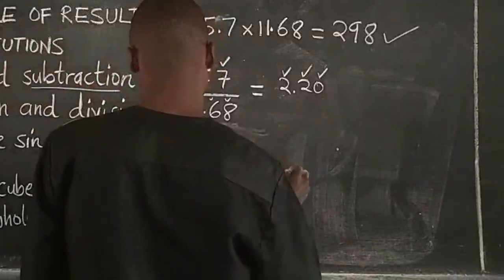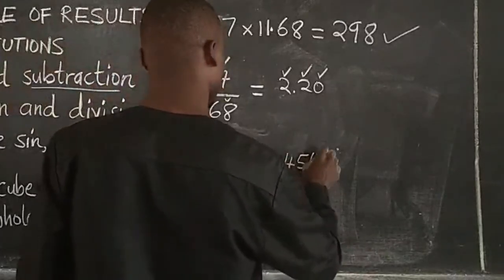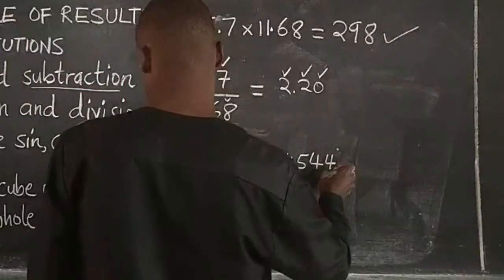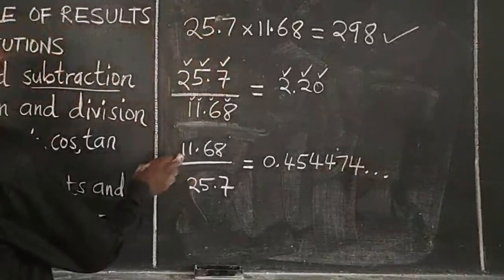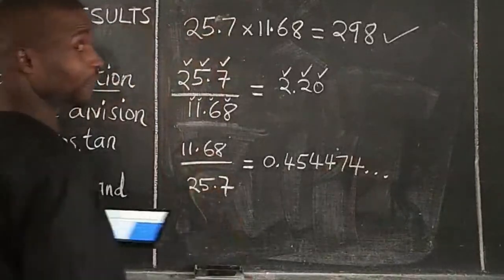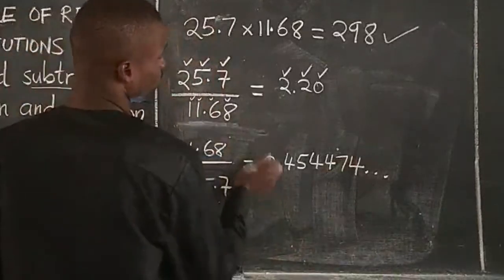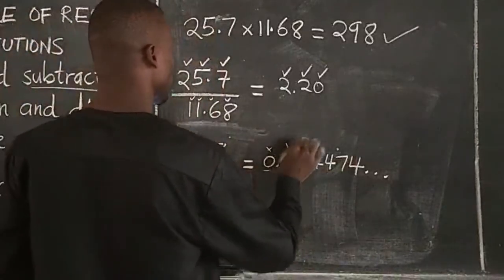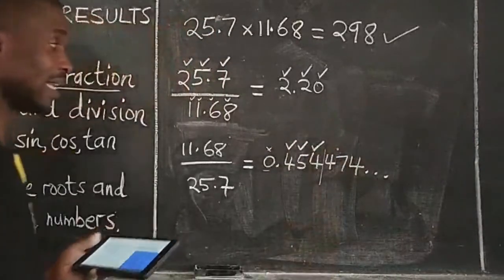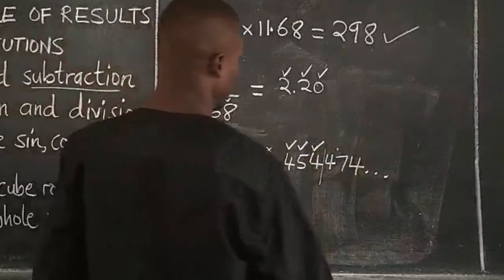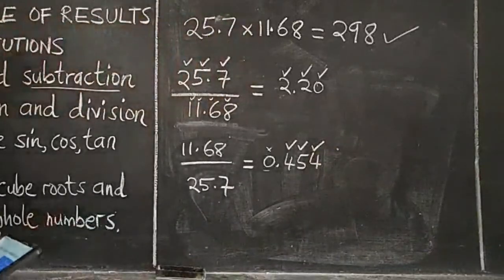Mine gives me 0.4547 4, and so many other digits. We need 3 significant figures, so our answer has to appear to 3. We pick, this one is not significant, so we start from here: 1, 2, 3. The next digit is less than 5, so it means that we are supposed to write that.